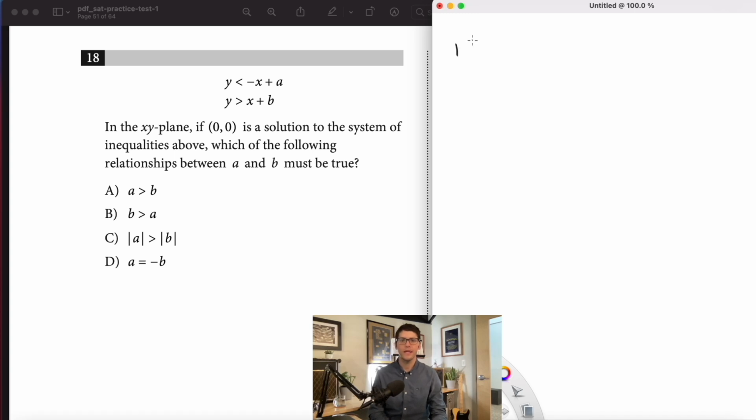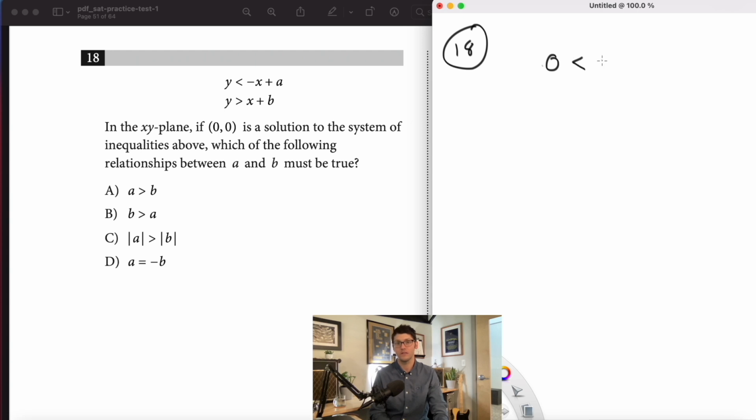Okay, so let's look at number 18. This is a question where they give you a value. We have variables in our answer choices. Anytime there's variables in the answer choices, you have the option to pick numbers or to plug values in. What I'm going to do here is put 0, 0 in the place of x and y. They tell us that's a solution, which means that it works in the equation.